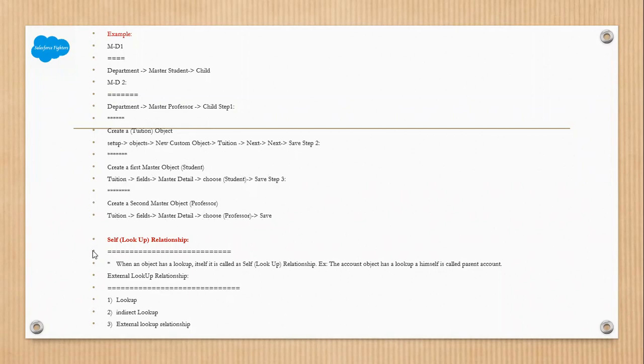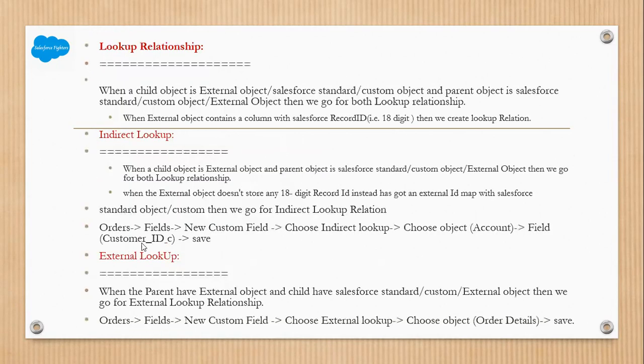Choose the professor and save. Self lookup relationship: when an object has a lookup to itself, it is called a self lookup relationship. The account object looks up to itself, called the parent account. Then there are external lookup and indirect lookup relationships.